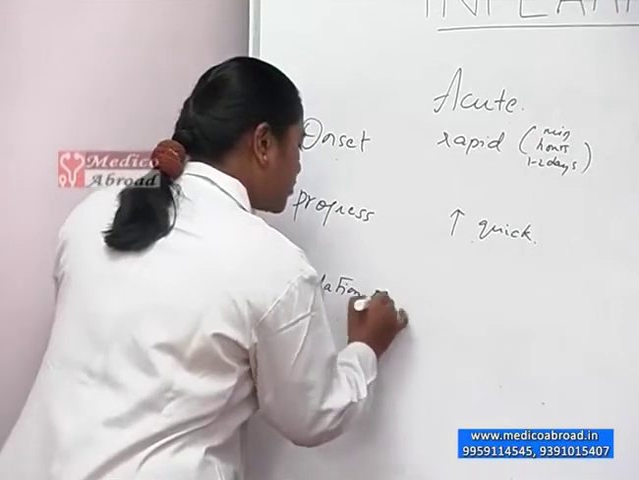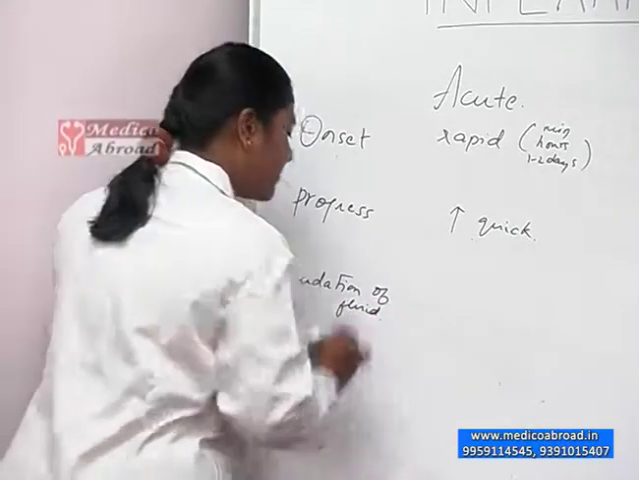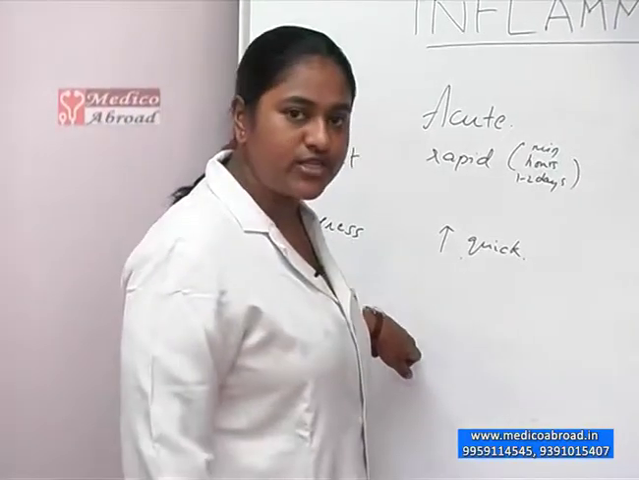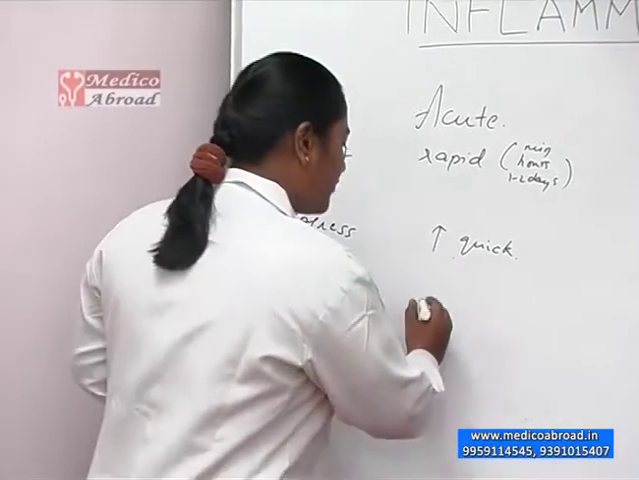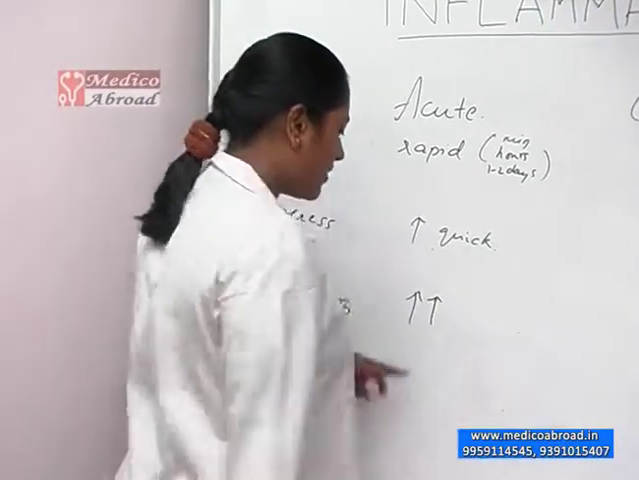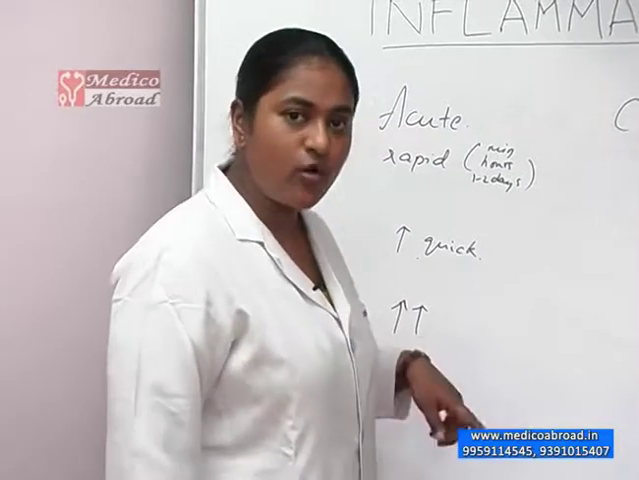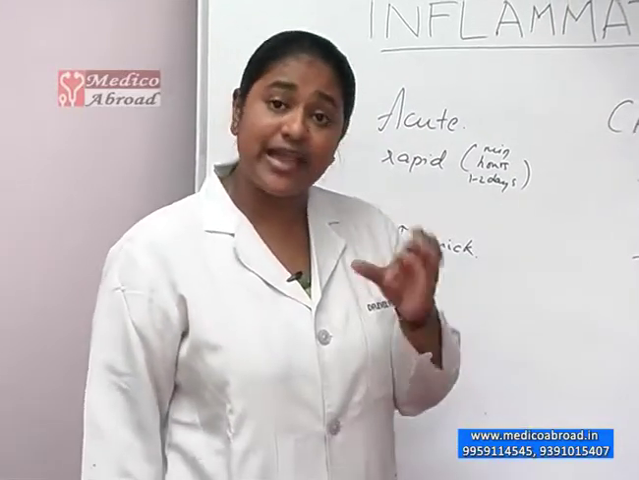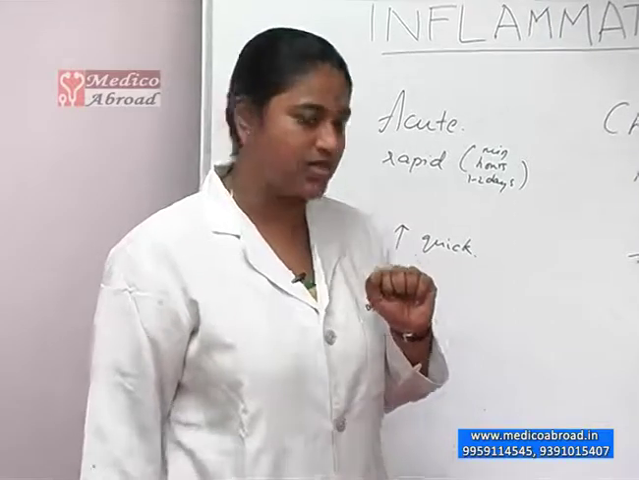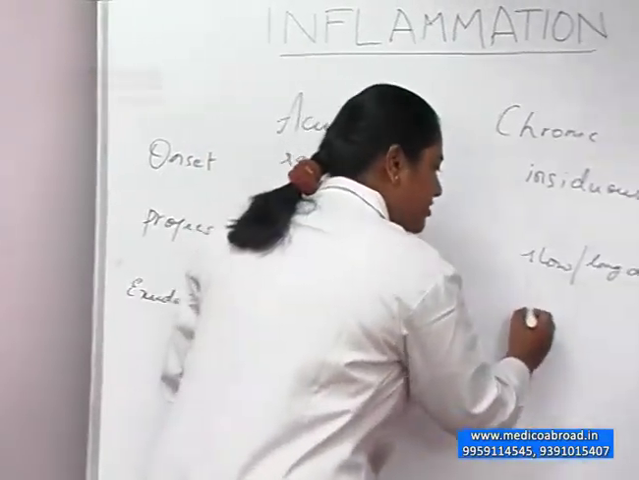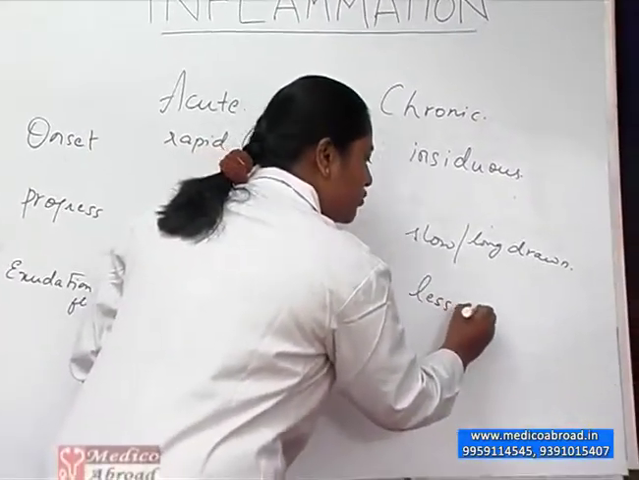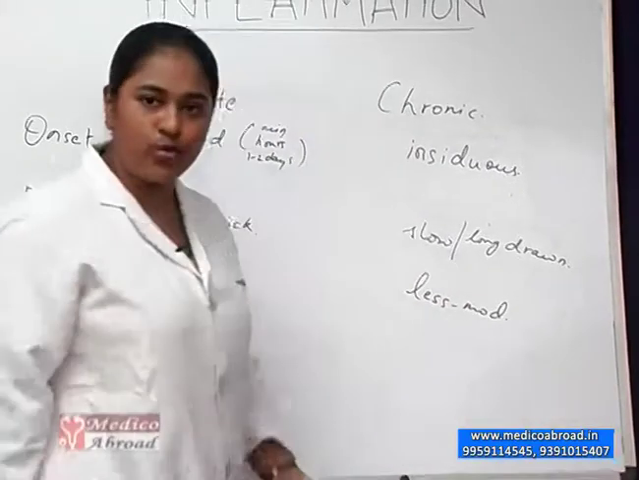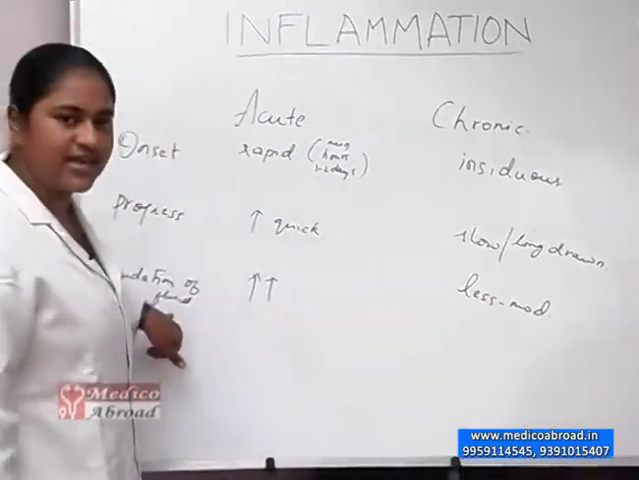Next point is exudation of fluid. There is a lot of fluid which is exudated in acute inflammation. A large amount of fluid. Therefore, in acute inflammation, even the size of the swelling is quite large. In chronic inflammation, there is less to moderate amount of fluid which is extravasated.